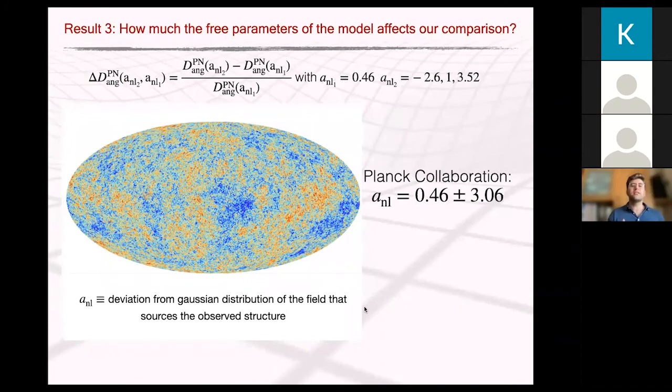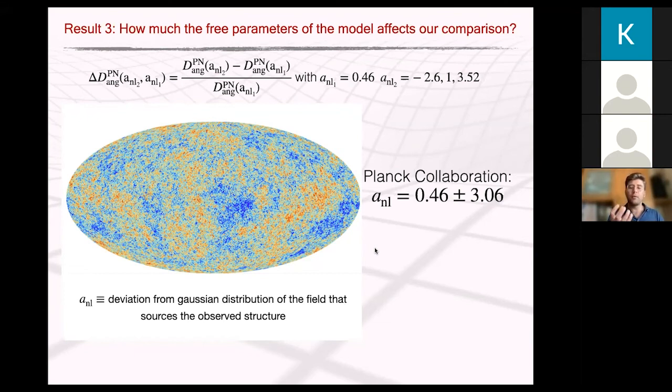Okay, so the next point was to see what is the impact of the free parameters in our model. In fact, you need to know that in the post-Newtonian metric, we have a parameter which is marked as A_NL, and it expresses the deviation from a Gaussian distribution of the initial perturbations. And for this reason, it is usually known as a primordial non-Gaussianity parameter.